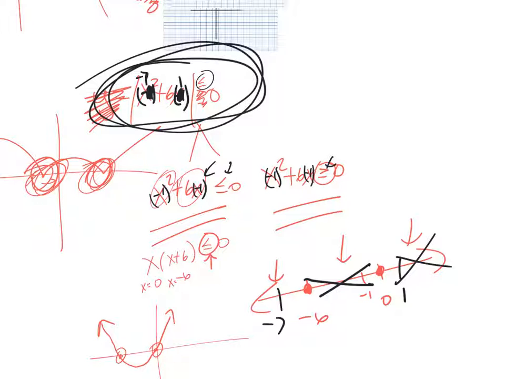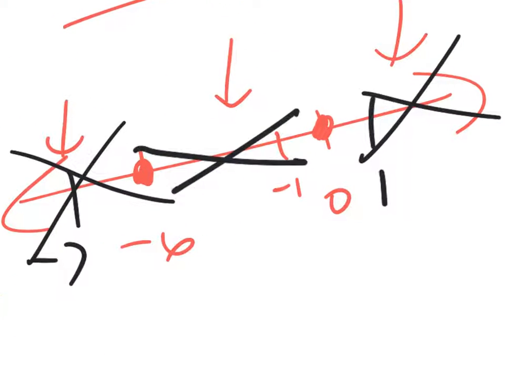Negative 7 when put in gives me positive 49 and negative 42, which is positive 7. Is positive 7 less than or equal to 0? Nope. How could it not work anywhere? That's a false reading of this answer. I didn't say it didn't work anywhere. It only worked at these two spots.